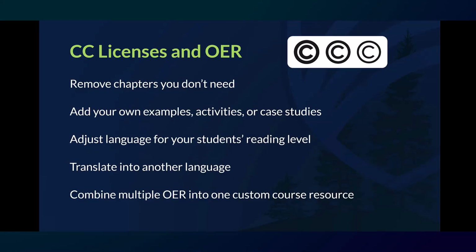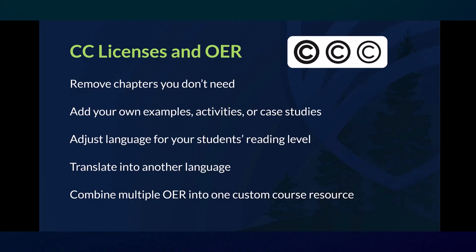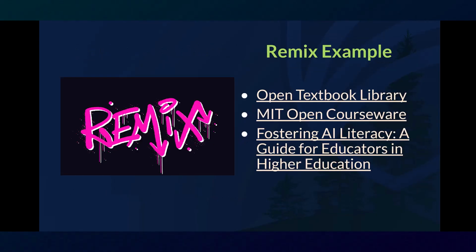We talked about these a bit earlier, so I won't spend a ton of time, but items with a Creative Commons license on them allow you to remove chapters you don't need, add your own examples, activities, or case studies to a resource, adjust language for your students' reading level, translate into another language, combine multiple OER into one custom resource. Let's look at an example of what it could look like to remix or combine multiple sources.